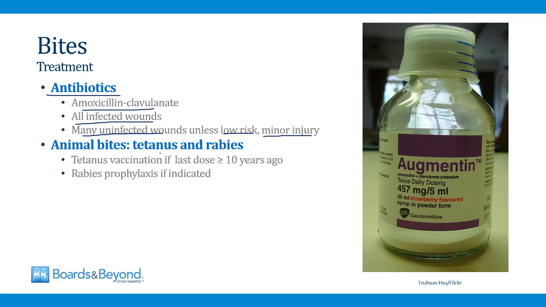For all animal bites, you have to consider tetanus and rabies. A tetanus vaccination should be given if the last dose was more than 10 years ago. And if there's a possibility that the animal bite may have led to rabies exposure, then rabies prophylaxis is indicated. So let's talk about that now.